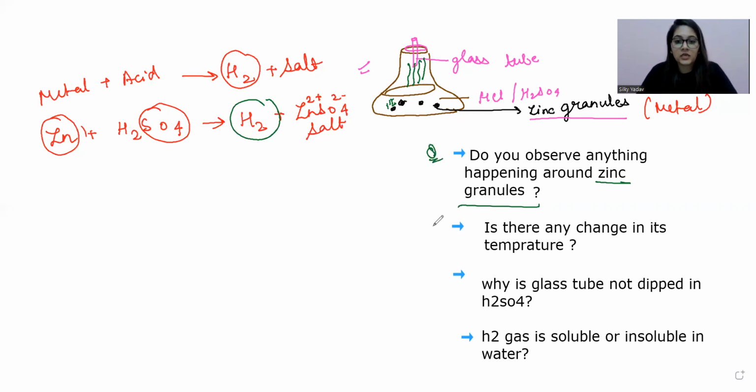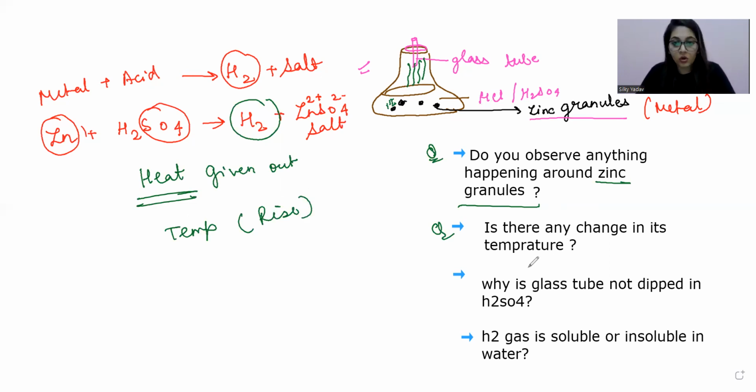So yeah, next is, is there any change in its temperature? So yeah, there is a change in temperature. The change will be that this conical flask will become hot. That means heat will be liberated. Heat will be given out. That means the temperature of this conical flask is going to rise. I hope that's clear to you all.